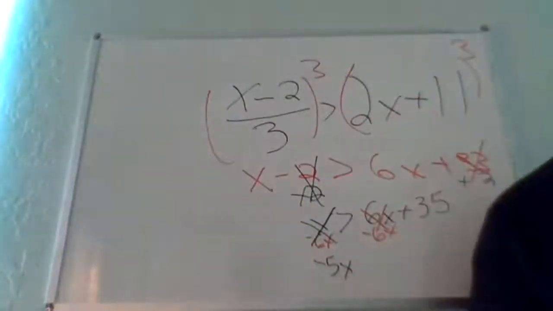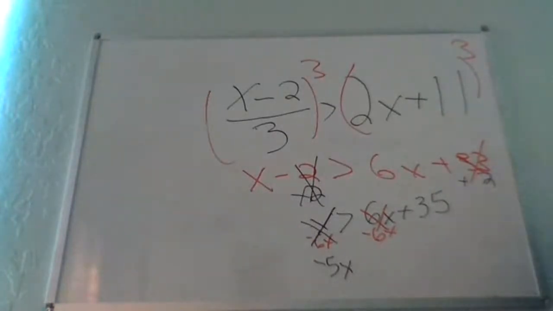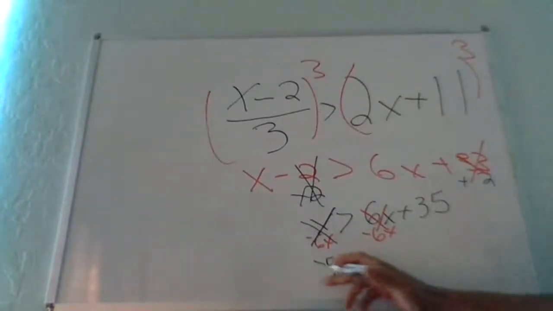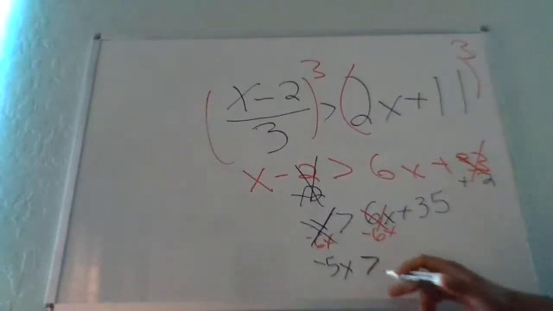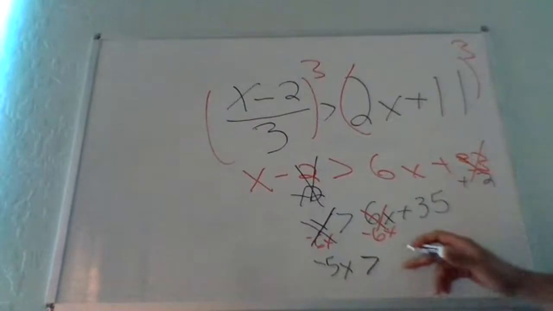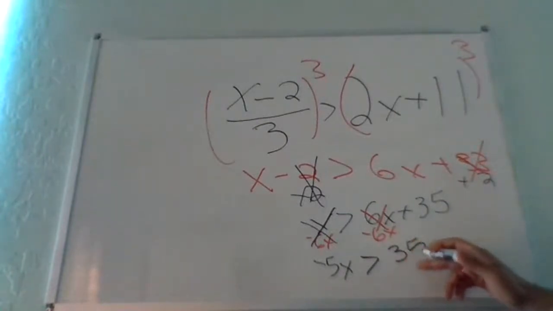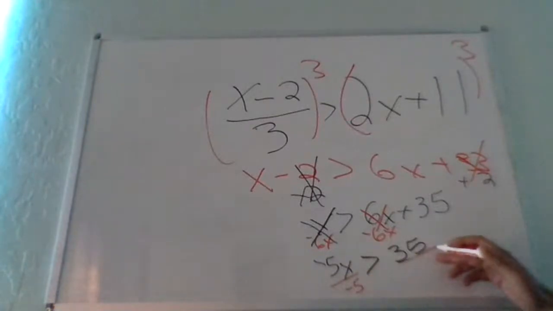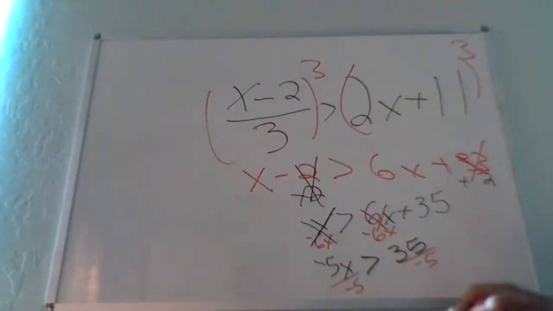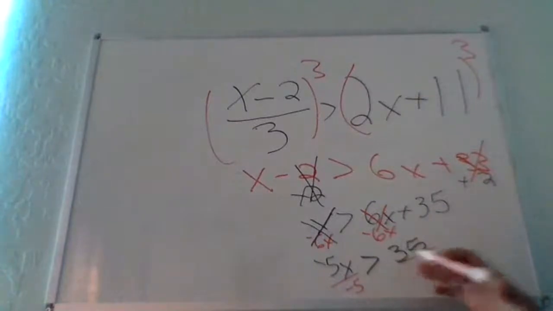Okay, so now what do we do? 35. So negative 5x is what? Go ahead. Then we divide by negative 5? Okay, so you said we're going to divide by negative 5? Yes, negative 5. And I'm sorry, I wrote so big, I'm running out of space.